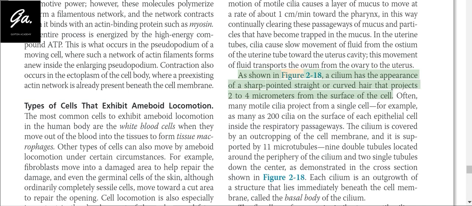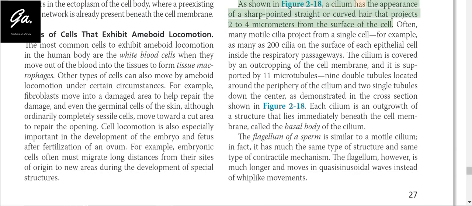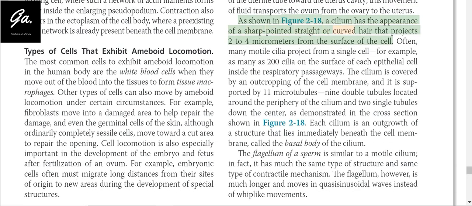As shown in Figure 2-18, a cilium has the appearance of a sharp-pointed, straight or curved hair that projects 2 to 4 micrometers from the surface of the cell. Often, many motile cilia project from a single cell, for example, as many as 200 cilia on the surface of each epithelial cell inside the respiratory passageways.